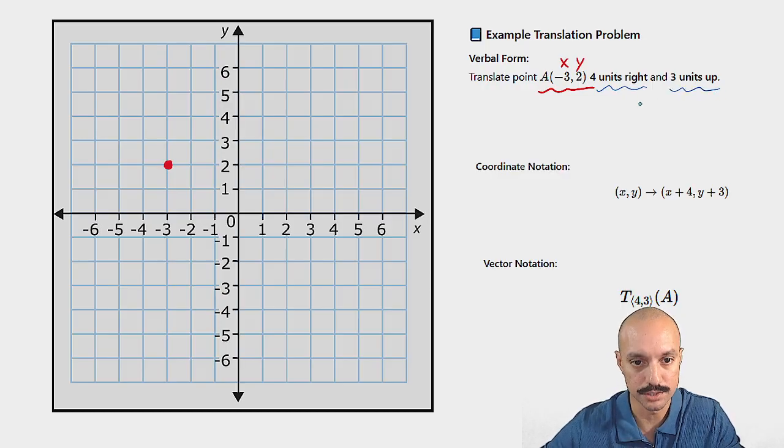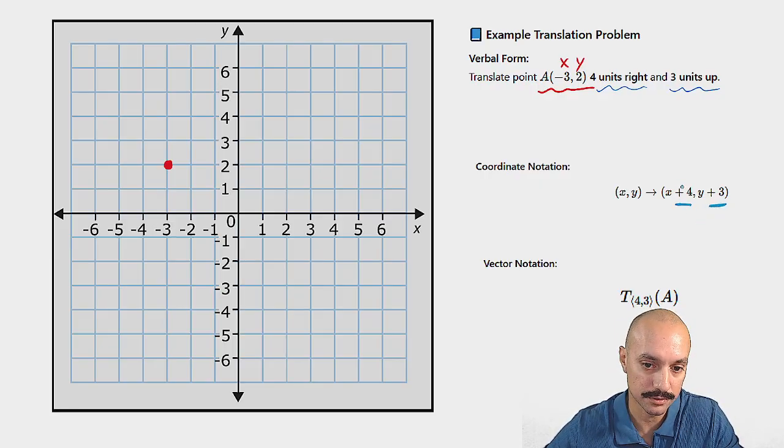So verbal notation is super straightforward. It tells you 4 units to the right, 3 units up. You can see that being represented in coordinate notation. They tell you that you're going to move horizontally 4 units and vertically 3 units. If we wanted to move to the left, we would see a negative next to the x. And if we wanted to move down, we'd see a minus next to the y. We'll talk about vector notation closer to the end.